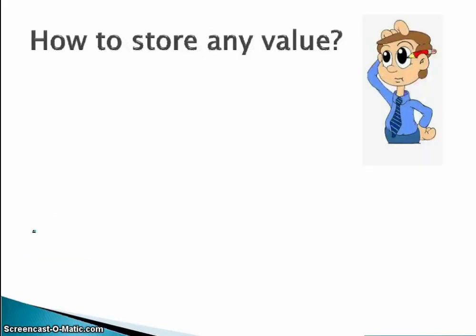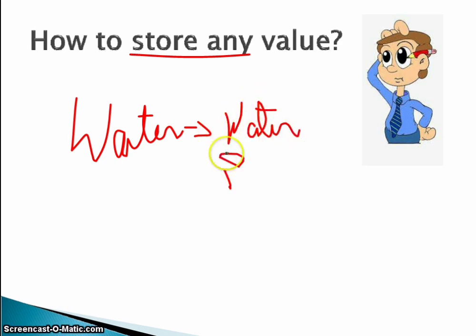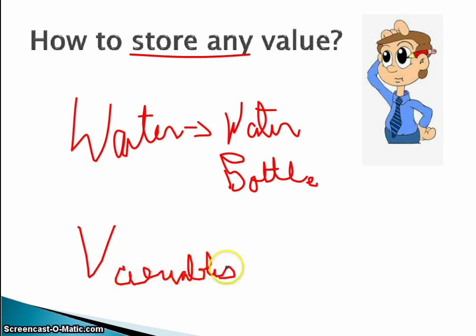Let's get started. How to store any value? Suppose you are given water and you have to store it. Where will you store it? In a water bottle. So here you will be storing water in a water bottle. In a similar way, in any programming language, for storing some value we have variables. These variables store values and execute our program.